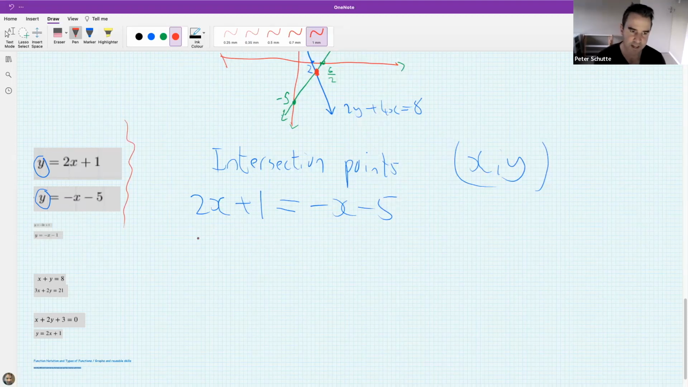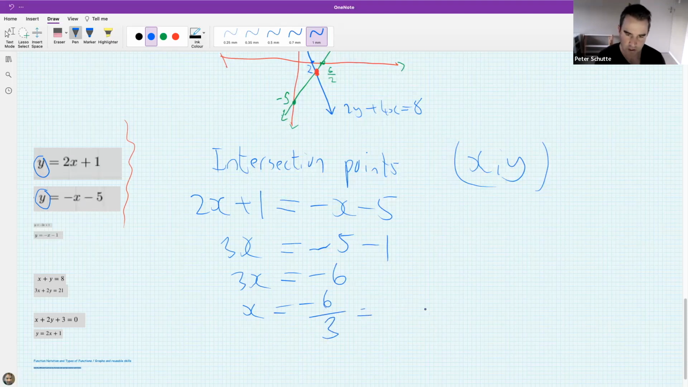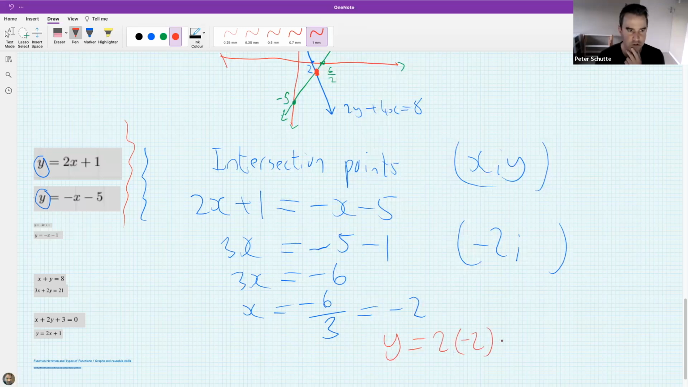So if I bring the x across, I get 3x equals minus 5 minus 1, which is minus 6. And so the x coordinate of my intersection point of these two lines is minus 2. What's the y coordinate going to be? And how would I get it? I'm probably going to use the easier of the two here. It says y is equal to 2 times x plus 1. So I go 2 times minus 2 plus 1, and I should get minus 3. And so the intersection point of these two straight lines would just be minus 2, minus 3.